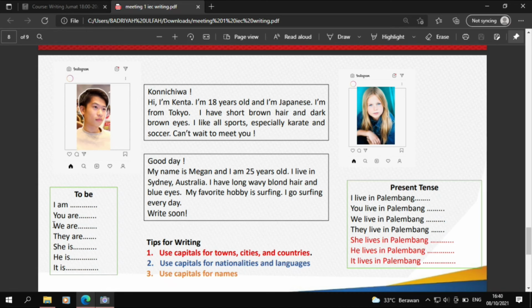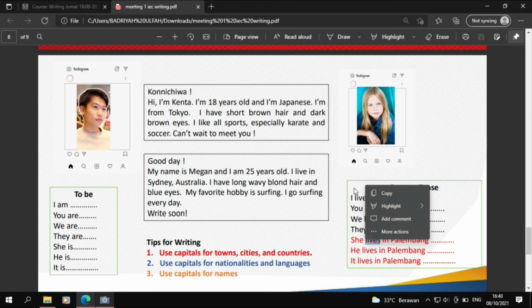Oke, ini yang suka kelupaan. Ingat bahwa harus ada penggunaan to be dalam kalimat yang tidak ada verbnya. And then the other things that you have to remember is the present tense. Ingat ya, ketika subjeknya she, he, it, maka harus pakai s.